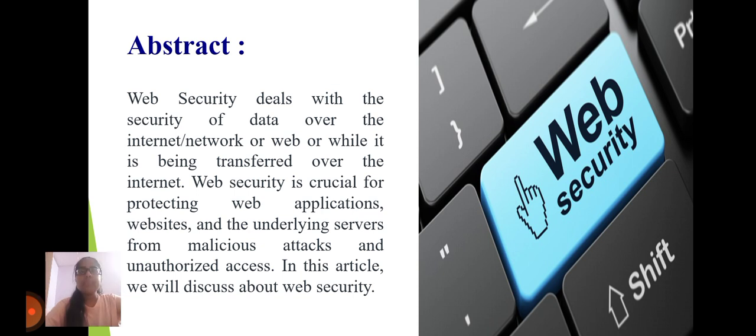Abstract. Web security deals with the security of data over the internet or network or web while it is being transferred over the internet. Web security is crucial for protecting web applications, websites, and the underlying services from malicious attack and unauthorized access. In this article, we will discuss web security.